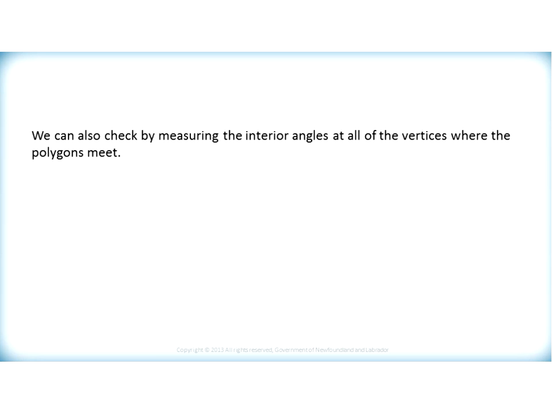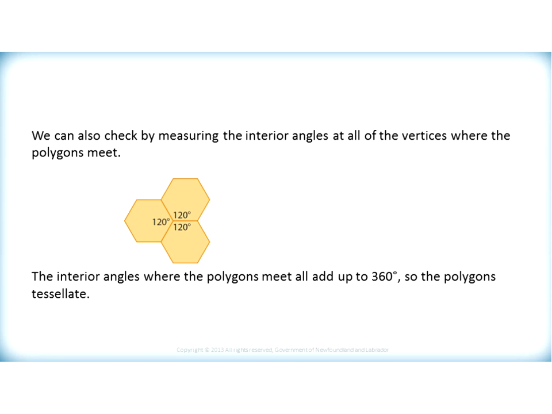To do it mathematically, we can also check by measuring the interior angles at all of the vertices where the polygons meet. Here I've taken the liberty of measuring the interior angles of all the polygons where they meet, and they all meet right here. Each of the three angles that make up this meeting of the vertices is equal to 120 degrees. We have 120 degrees in the top hexagon, 120 degrees in the left hexagon, and 120 degrees in the bottom hexagon. The interior angles where polygons meet up all have to add up to 360 degrees. And they do. 120 plus 120 plus 120 is exactly 360 degrees. So the polygons will tessellate.